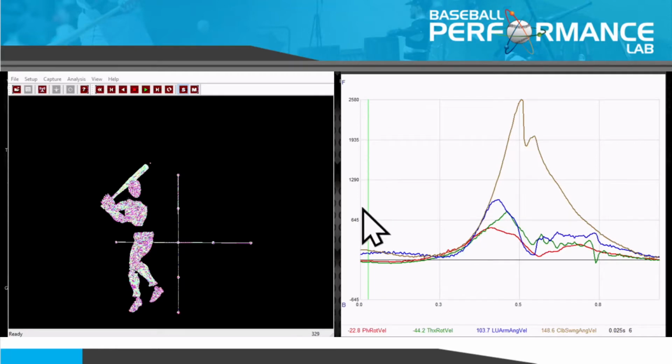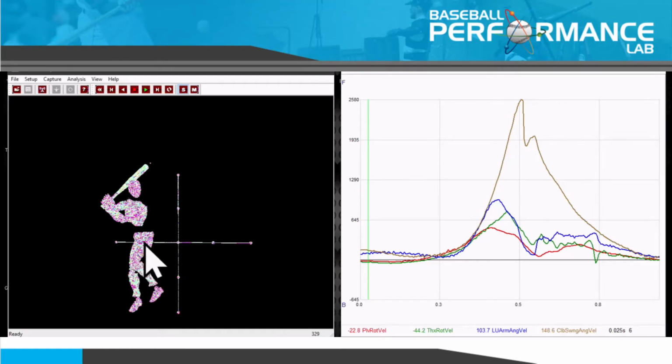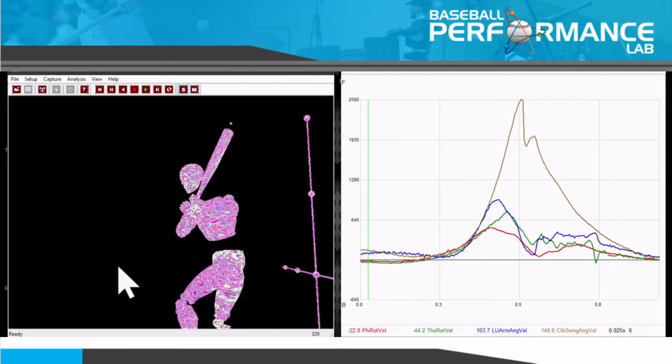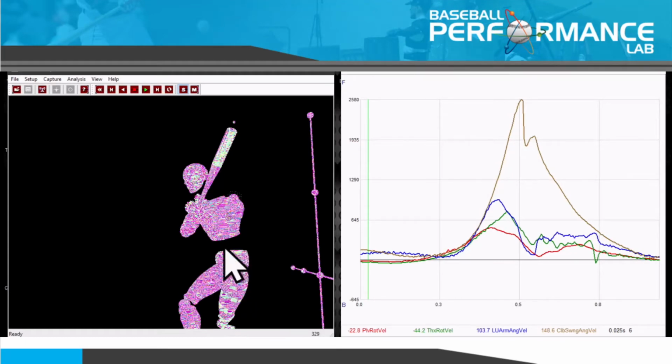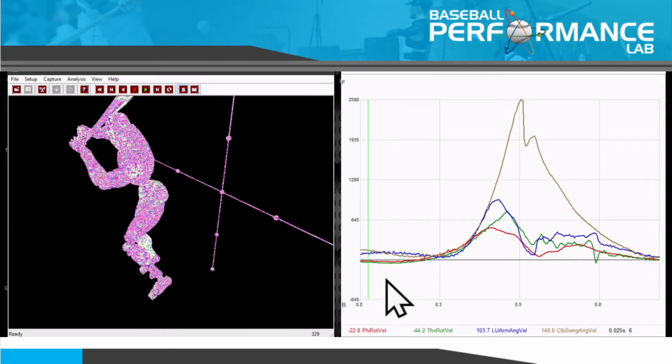This is showing us rotation in degrees per second. It's the rotational speed. If I look across the bottom here, this is showing me time. Okay, so right now, when I look at this red line, this is showing me the rotation of the pelvis. Right, so it's specifically how fast is this body segment rotating away from or towards the pitcher. The green line is showing me the same information for the upper body. The blue line is showing me the lead arm, and the brown line is showing me the bat.